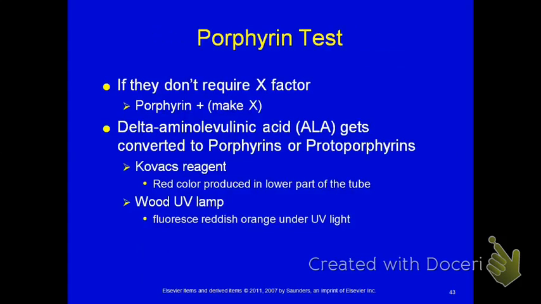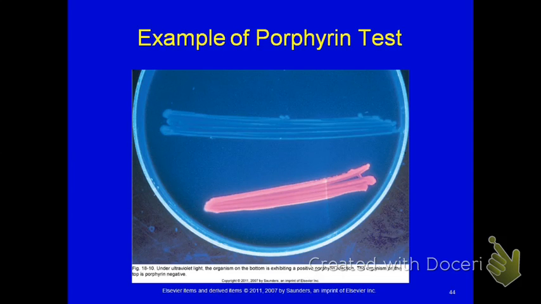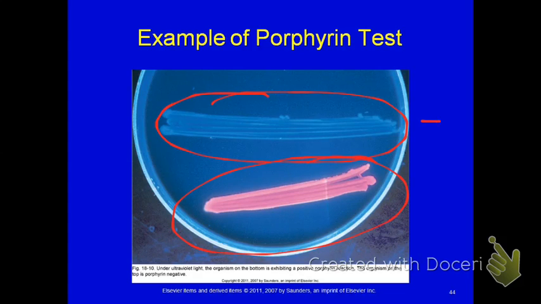Kovacs or the Ehrlich reagent is made up of para-dimethylaminobenzaldehyde. Ideally, you should have a UV lamp, the Wood's lamp, so that you'll be able to see a fluorescent reddish-orange under the ultraviolet light. If there is a fluorescent red-orange, such as this one, it means that the organism requires X factor. So this is a negative result, meaning that the organism here doesn't require the X factor.